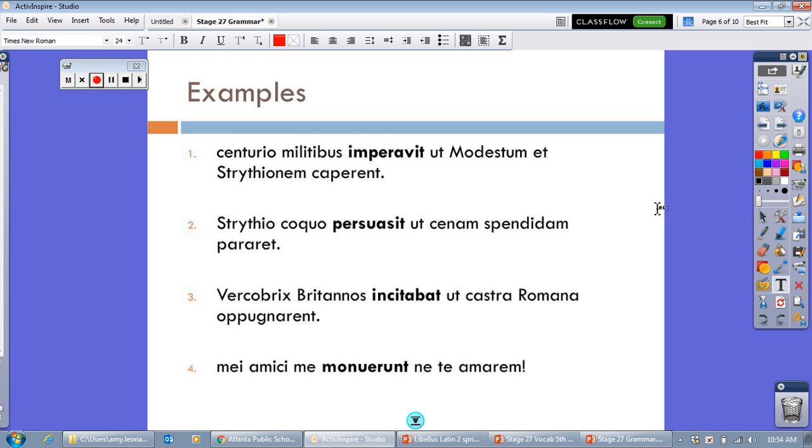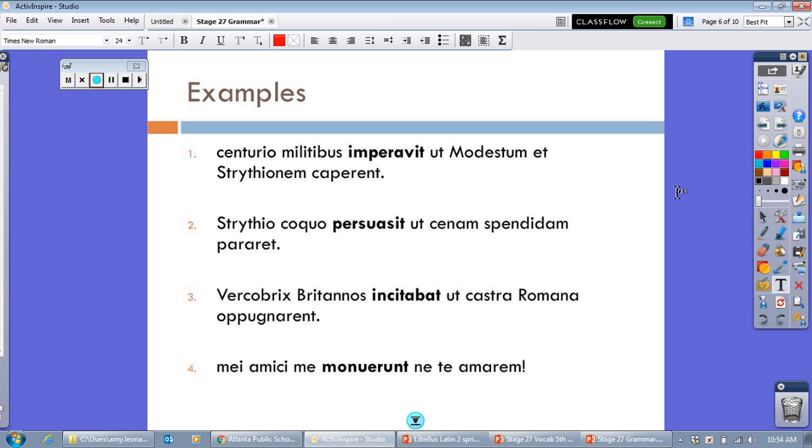Number 3, Vercobrix Britannos incitabat ut castra Romana oppugnarent. Where Vercobrix was kind of urging or encouraging or inciting the Britons to attack the Roman camp. And then last but not least, mei amici me monuerant, ne te amarem. Here we have a negative indirect command with the ne. My friends advised me not to love you. Aw, that sounds like a sad story.